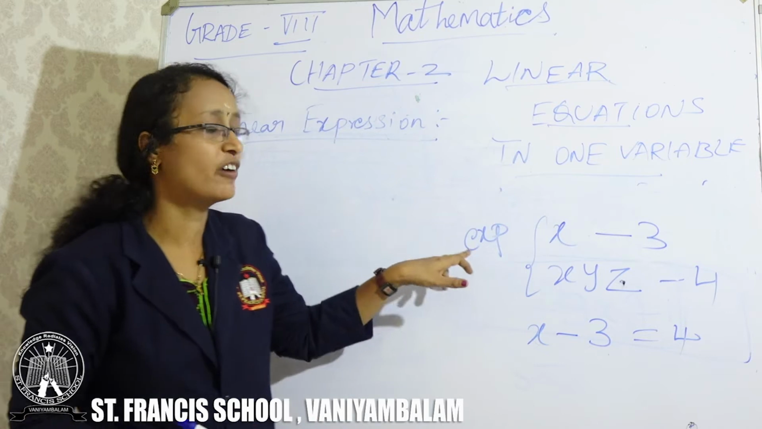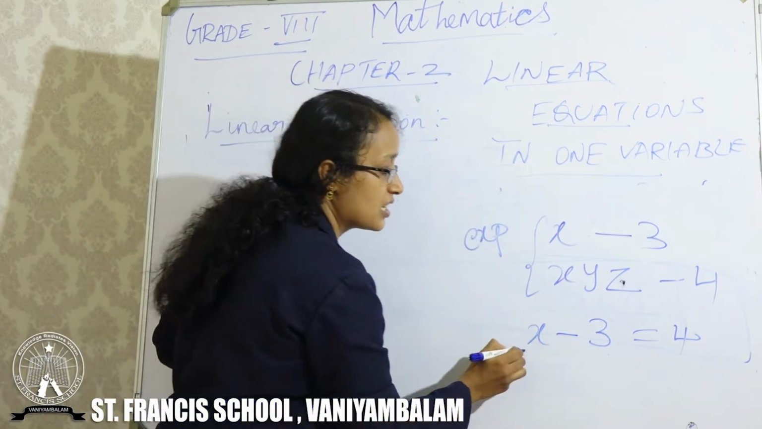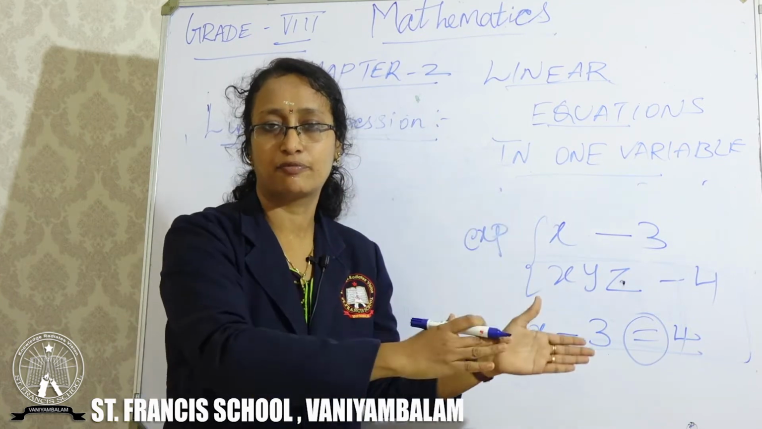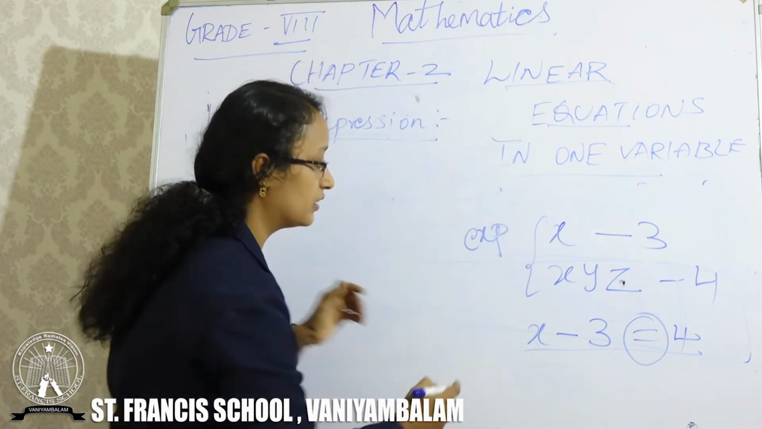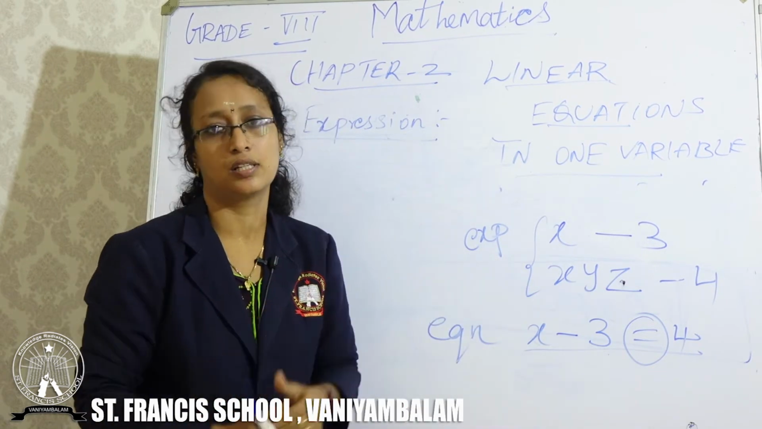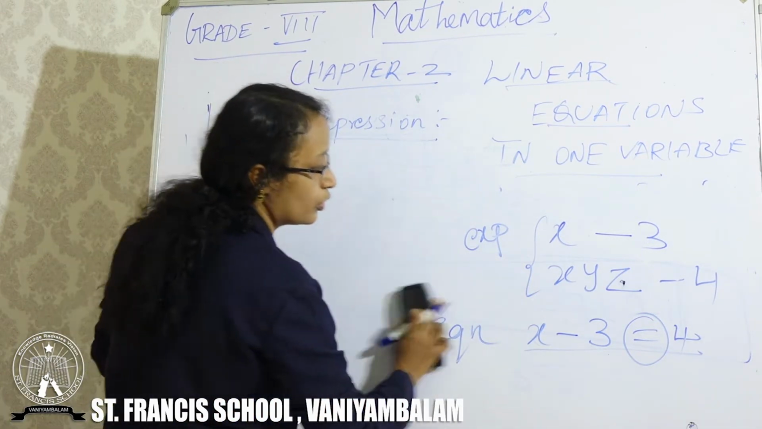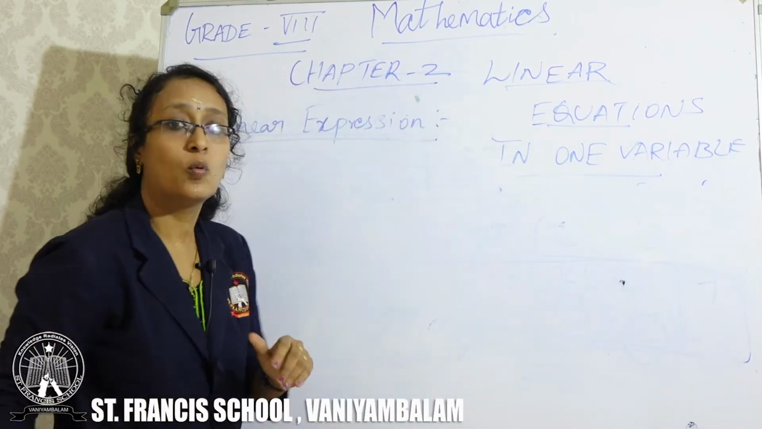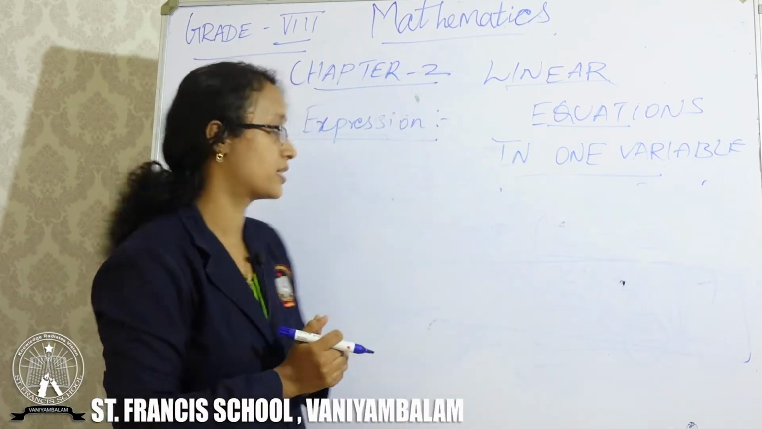Short form of expression is EXP. If you have the equality sign between the left hand side and the right hand side, then you call it an equation. Short form of equation, EQN. So you know what an expression and an equation are. Now, what is a linear expression?